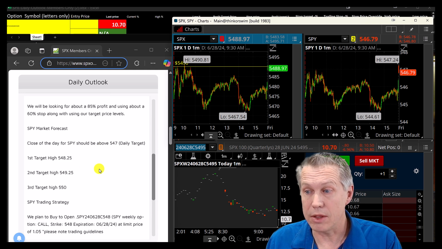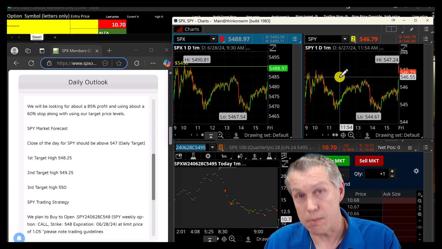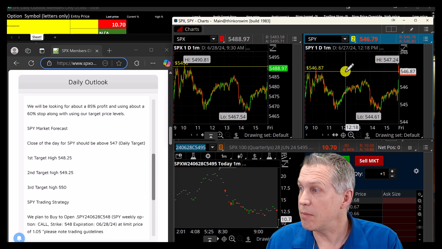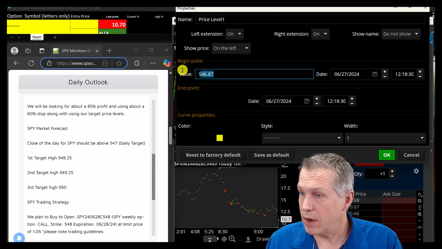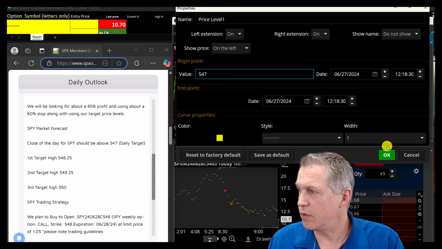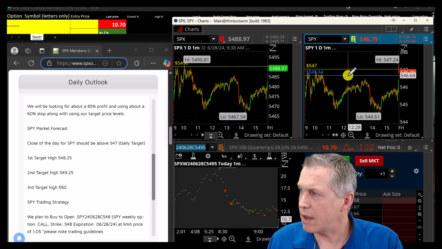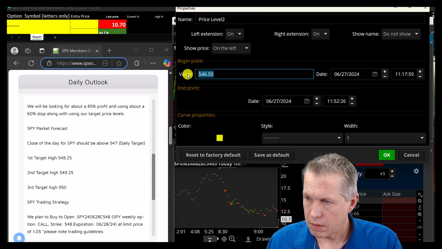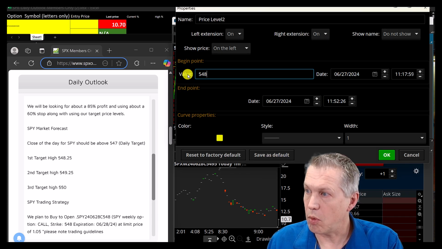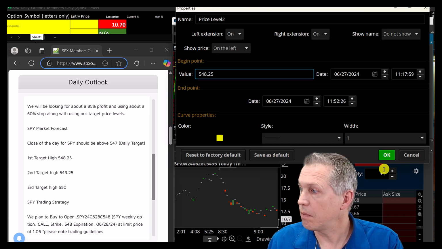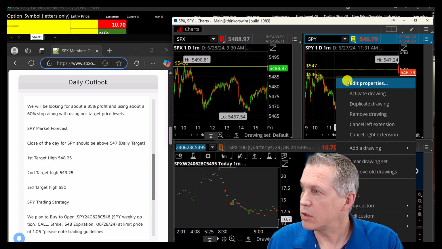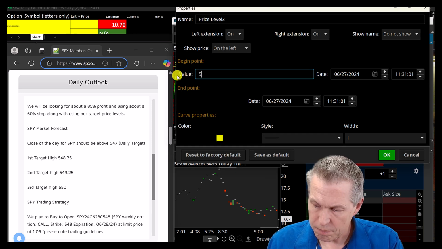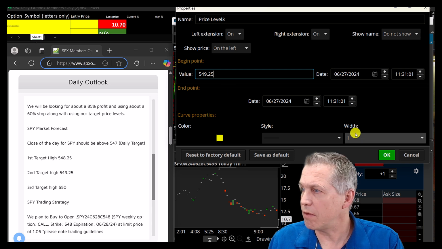Then we're going to come down and do it in the SPY as well, because we're watching both as we trade. So we do the same thing here. We're going to enter in those levels, the daily target level of 547, 548.25, and so forth.